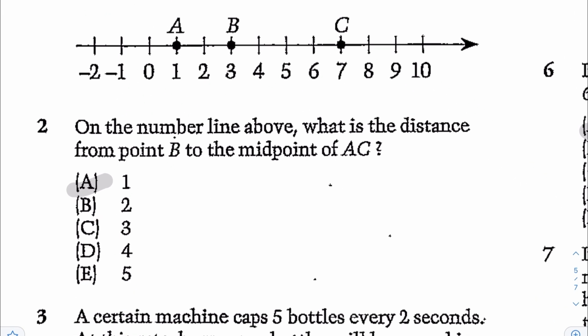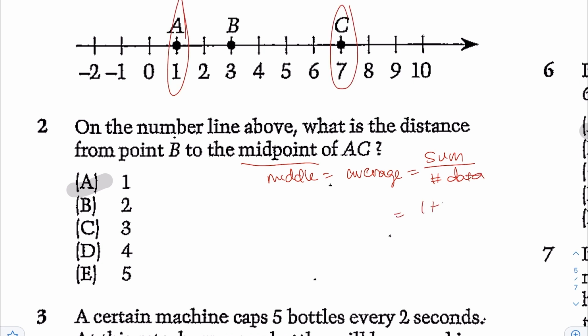Next, for question number 2, from the number line above, what is the distance from point B to the midpoint of AC? So the midpoint is just the middle, and the middle of 2 points is just the average. So it's the sum divided by the number of data. In this case, the 2 points are A and C, so it's 1 and 7. So 1 plus 7 is 8. You just want to divide that by 2. That's equal to 4. So that means that 4 is the midpoint.